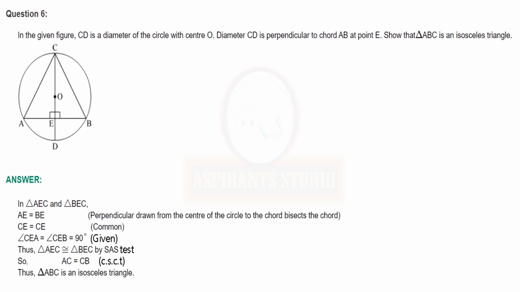That means triangle AEC is congruent to triangle BEC by SAS test. Now find out the corresponding sides of congruent triangles. In triangle AEC we have already considered AE and CE. So what is left out now? Which side? AC. Similarly in triangle BEC we have already considered BE and CE. So which one is left out now? CB. They are corresponding sides of congruent triangles. So AC is equal to CB.